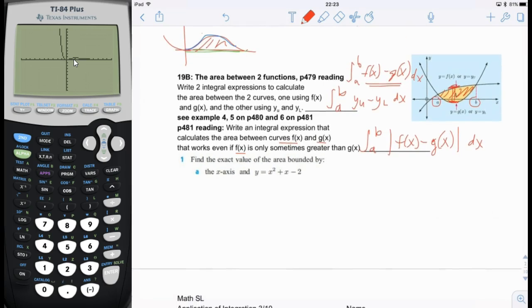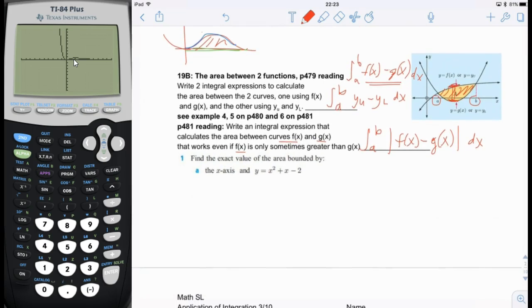Okay, then if we put the modulus or the absolute value there, it doesn't matter if f of x is sometimes below g of x. It's going to give a negative number, and then we're going to find the positive of it. Number 1a, find the exact value of the area bounded by the x-axis and x squared plus x minus 2.